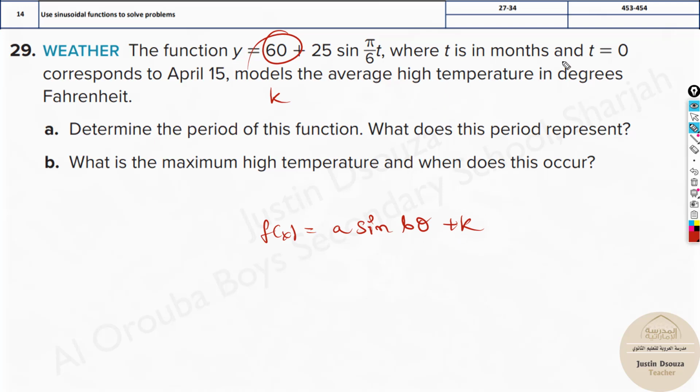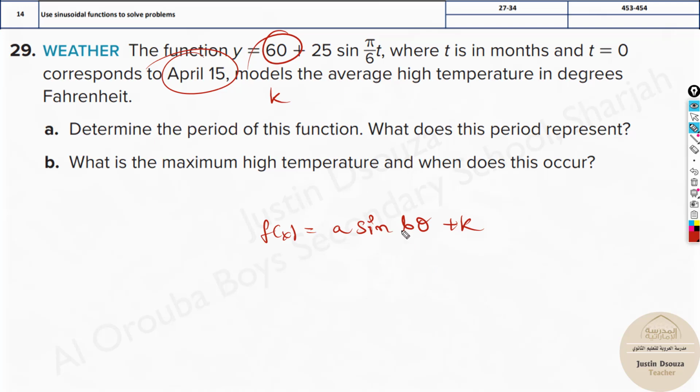They have told us t is in months and t equals 0 corresponds to April. Okay, it starts from the month of April. It models the average high temperature in degrees Fahrenheit. Okay, this is about temperature. Determine the period of this function. What does this period represent? Let's find the period and then what is the maximum high temperature and when does this occur? Okay, we need to find the maximum and we need to know where does it occur.